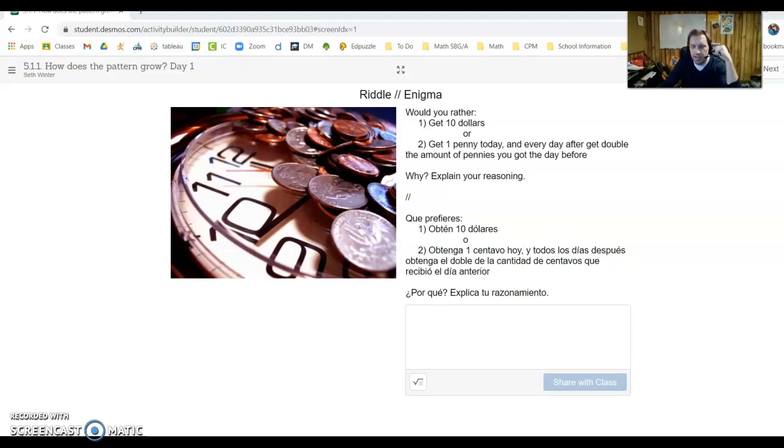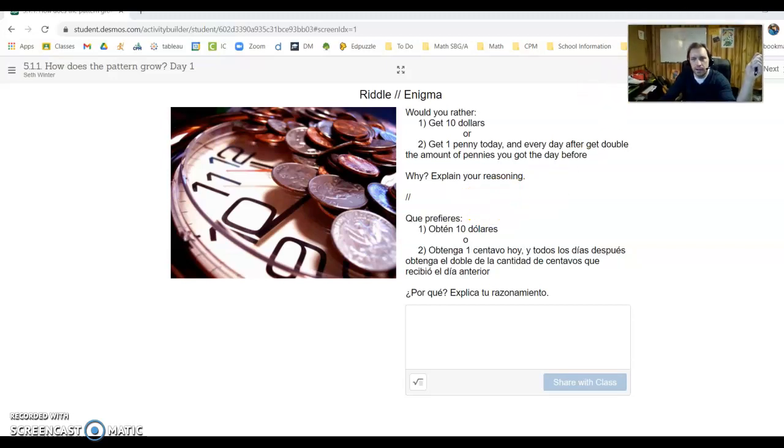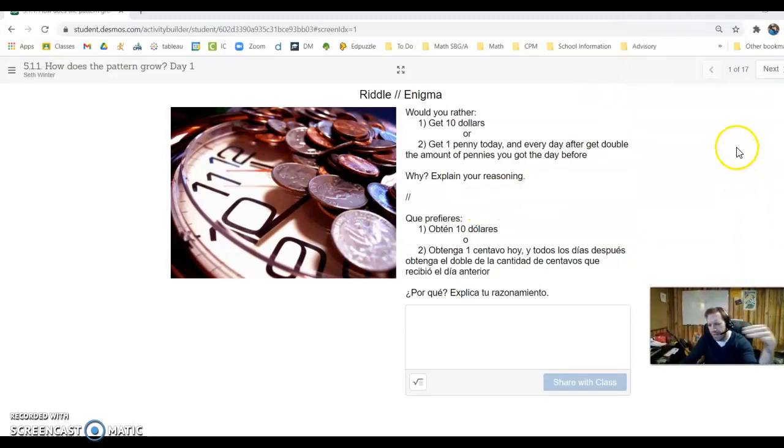Hey students, it is Tuesday, the 16th of February. We're looking at how does the pattern grow? It's our first day of chapter 5. So we're going to do some exploring and kind of trying to realize that all things don't grow by a linear pattern. So how else might they grow?